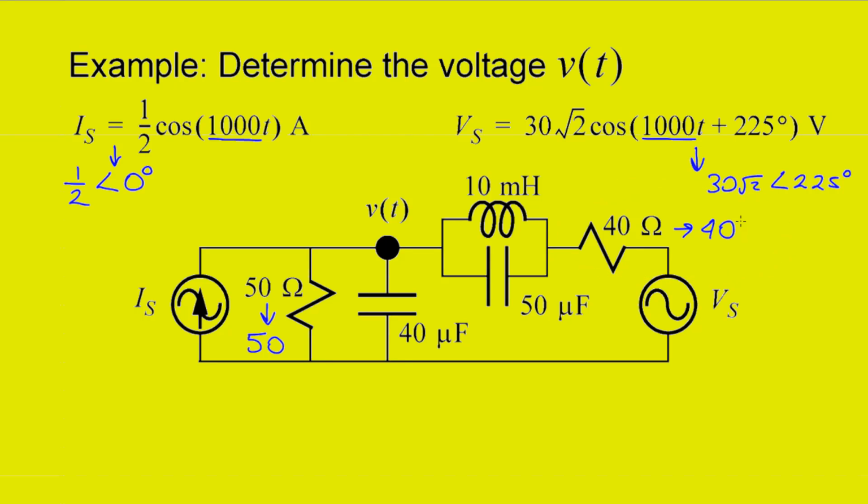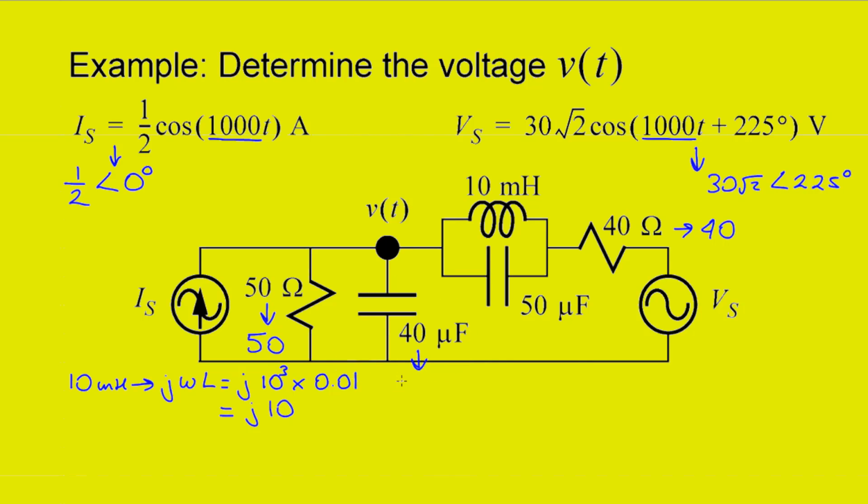That leaves us with the reactive elements, the inductor, and the two capacitors. Starting with the 10 millihenry inductor, we know it will transform into something that looks like jωL. Substituting for our known values, we'll have j times ω, which is 1,000, or 10 to the 3, times 10 millihenries, which is 0.01. That works out to j10.